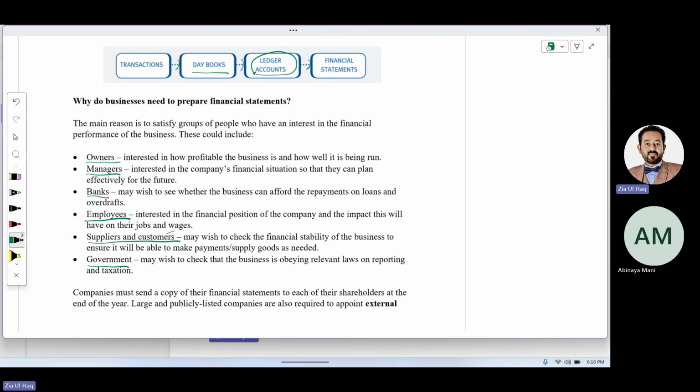Government needs financial statements. Why? Because if a company is paying tax to the government, how can the government check whether the company is paying the correct amount of tax? Through the profit figure in financial statements, because tax is calculated on company profit. So these are the users of financial statements.